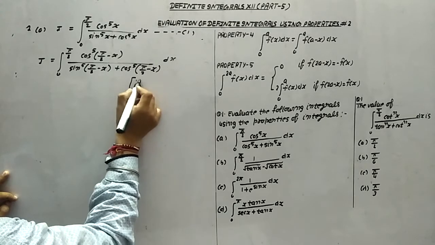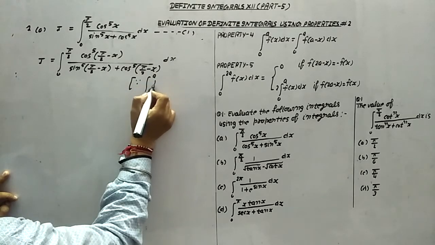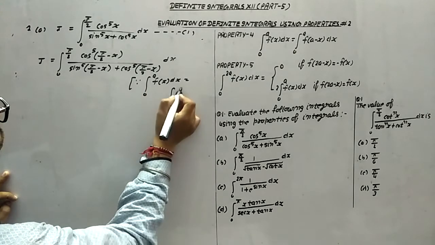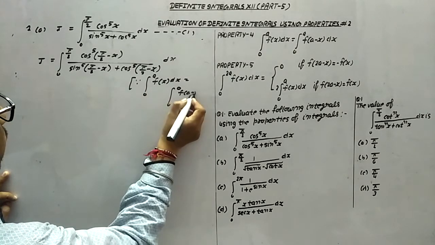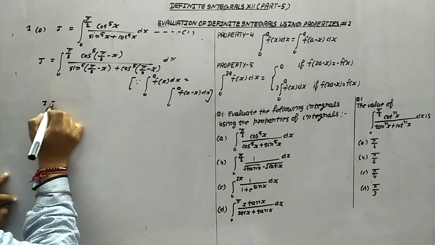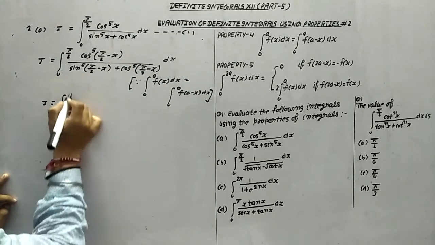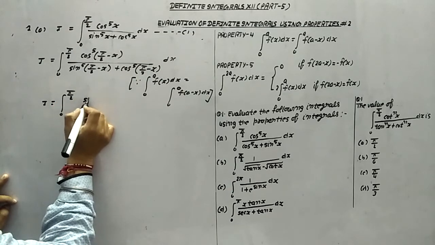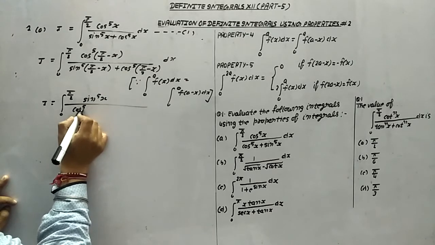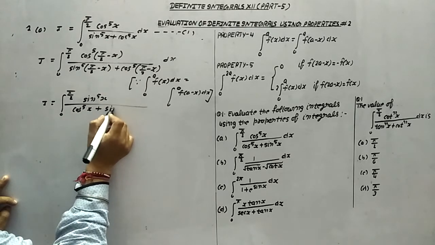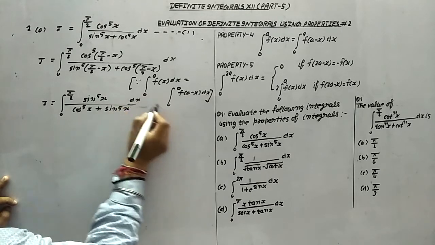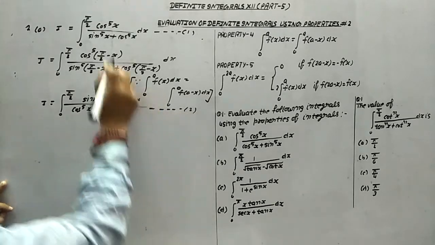Here we will mention this: integration 0 to a f(x) dx is equal to integration 0 to a f(a minus x) dx. So this is on the basis of this property. So this becomes integration 0 to pi by 2 of cos(90 minus theta), which means sin theta, upon sin(90 minus theta), which means cos theta, plus cos(90 minus theta), which means sin theta. This is dx, and we will consider this as equation number 2.